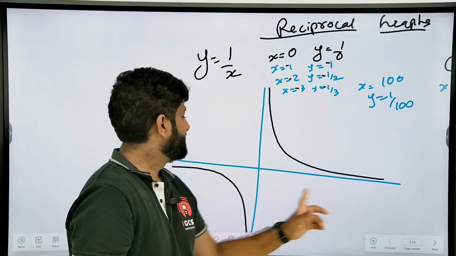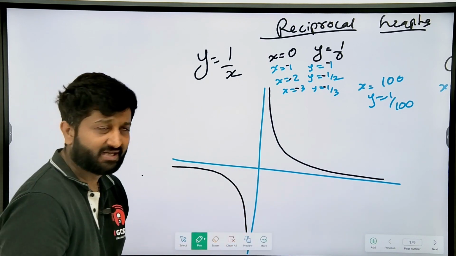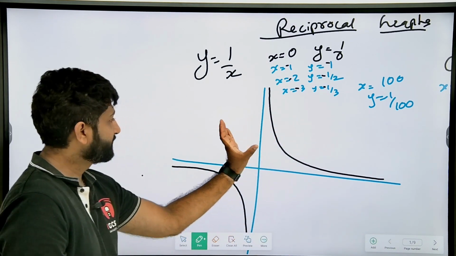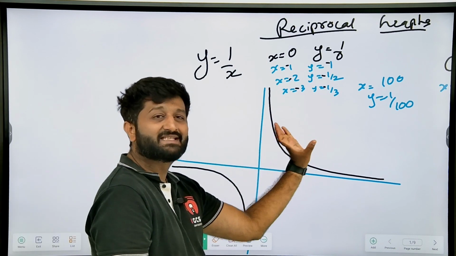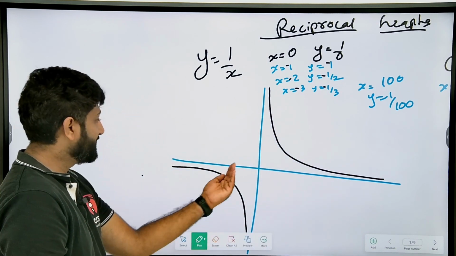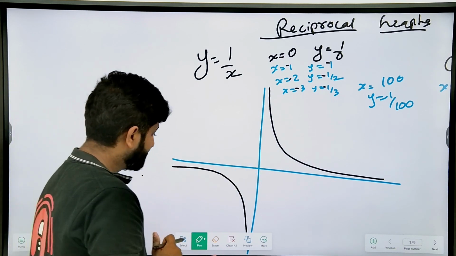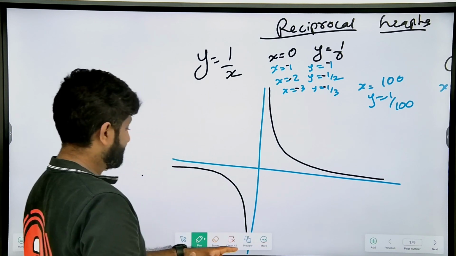This is the reciprocal curve, right? This is a reciprocal curve, kind of forming two different cups or C shapes, right? Forming C. This is a reciprocal curve. As you are negatively increasing the value of x, the value of y is reducing, right? This is called a reciprocal curve.